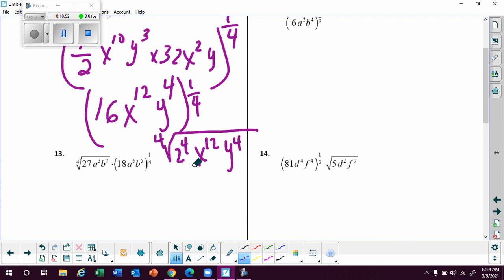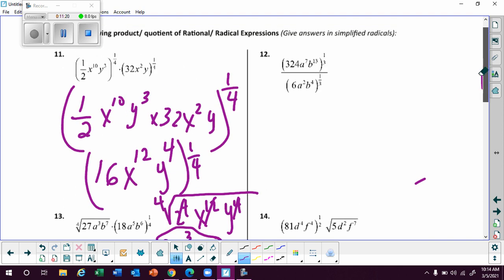This is the fourth root. So 4 divided by 4 is 1, which means 2 comes out. 12 divided by 4 is 3, so 3 x's come out. 4 divided by 4 is 1y. Nothing is inside. This came out, this came out, this came out. So the answer for number 11 is 2x cubed y.